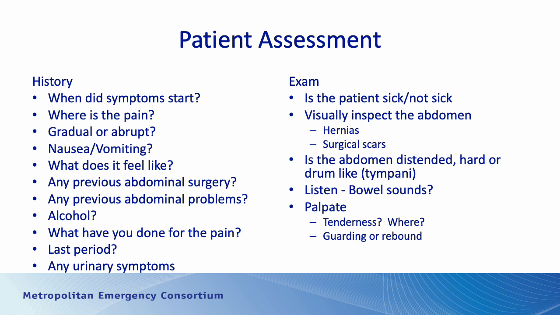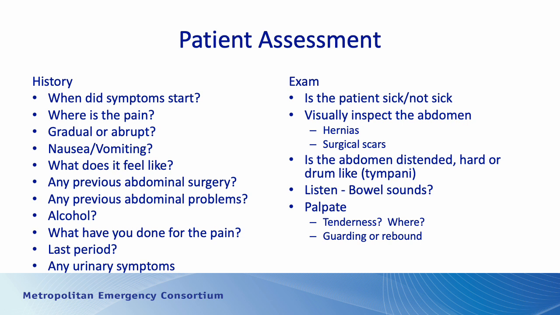So, if the patient's had previous abdominal surgery, then you think about complications of surgery such as bowel obstruction or adhesions or hernia. Have they had any previous abdominal problems? Several of the conditions we talk about, if the patient's had it before, they're more likely to have it again. So if they've had a history of diverticulitis or bowel obstruction, they're more likely to have another episode in the future.